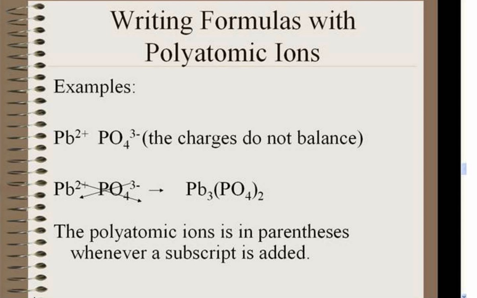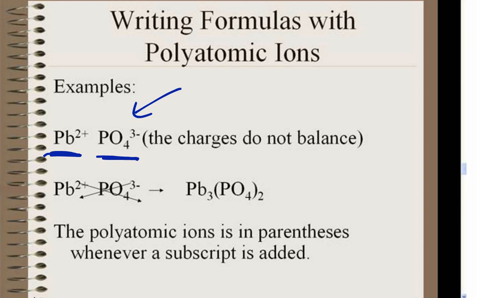Now we're going to throw in some of those polyatomic ions that we've talked about before. And our polyatomic ions, remember, are covalently bound groups of elements that overall have a charge. So when we put these together, we're going to really follow the same rules. Here we have lead. Lead is +2 in this case.